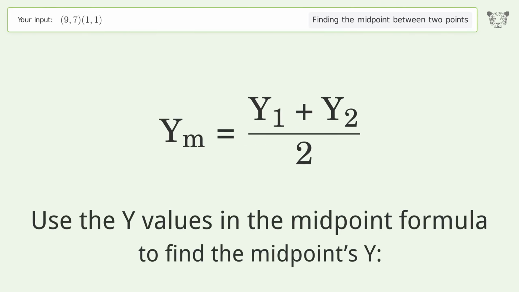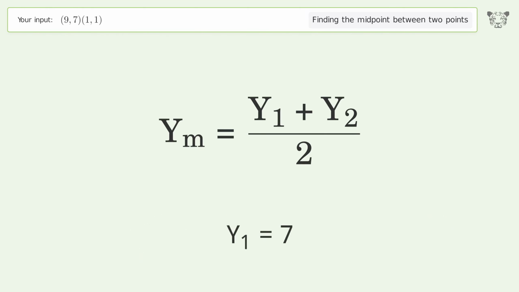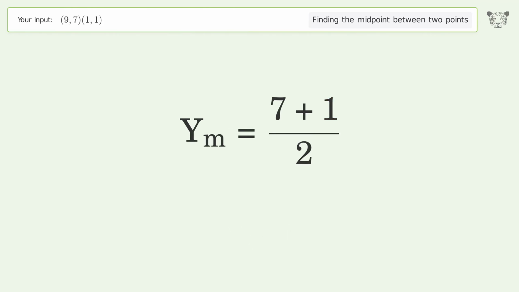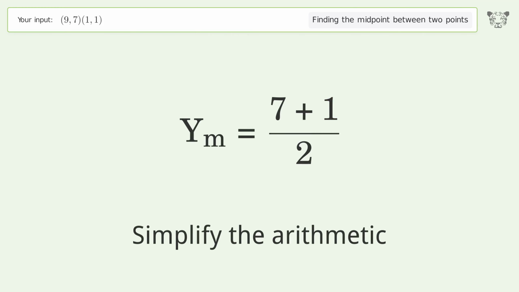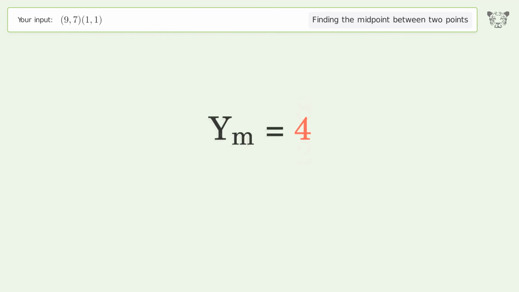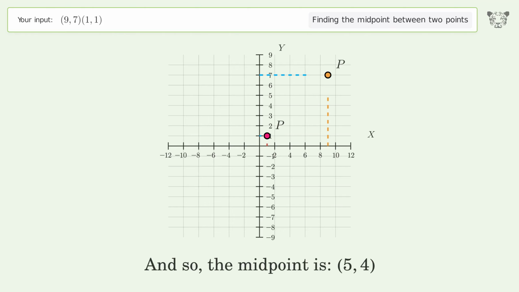Use the y values in the midpoint formula to find the midpoint's y. y1 equals 7. y2 equals 1. Simplify the arithmetic. And so, the midpoint is 5, 4.